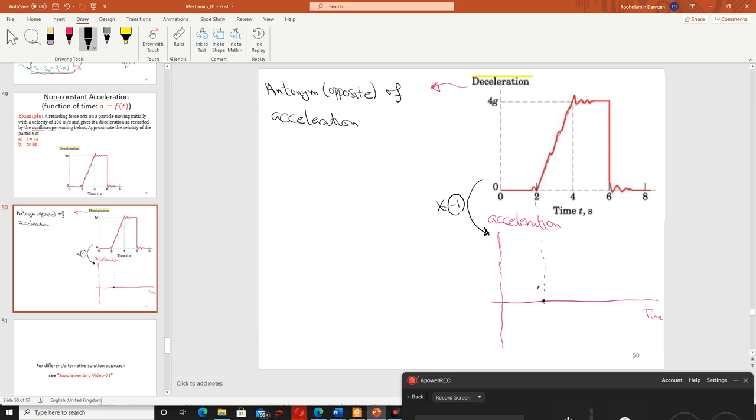Okay, this part from 0 to 2 seconds is 0, and 0 times minus one is 0. Then from 2 to 4 is a line. The line here has a positive slope, and if you multiply by minus one, you get a line with negative slope. 4 to 6 is a constant value. Here it is 4g. Multiply by minus one and it gives you minus 4g. Then from 6 to 8 again is 0.